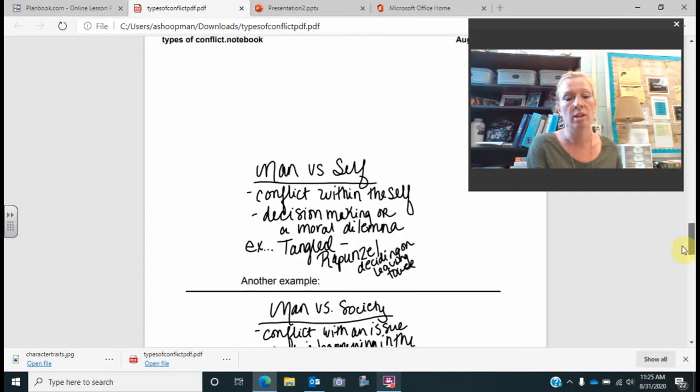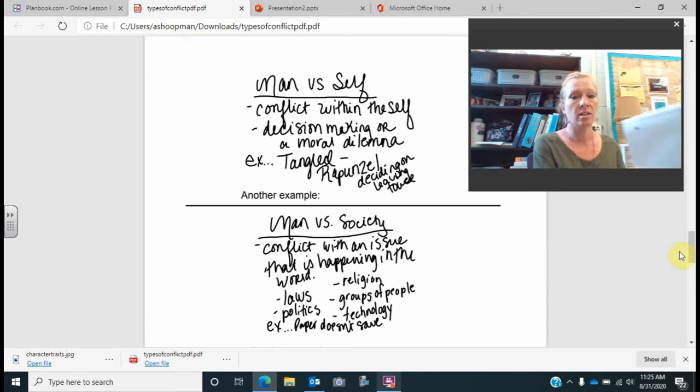So we're going to go ahead and move on to the third kind of conflict, and this is man versus self. So then you're going to turn your paper over in your composition notebook again because you want to keep these notes. You're going to write man versus self. All right, so then we have, this says conflict within the self. So this is that internal conflict that I mentioned earlier. And you're going to have decision making or a moral dilemma here. These are the ones that make you think.